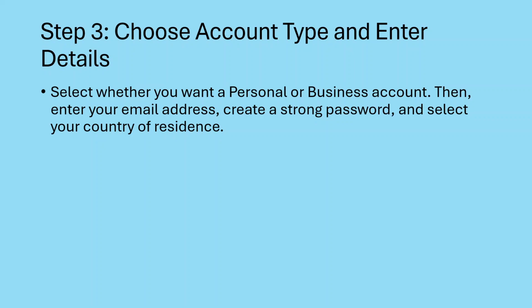Step 3. Choose account type and enter details. Select whether you want a personal or business account. Then enter your email address, create a strong password, and select your country of residence.